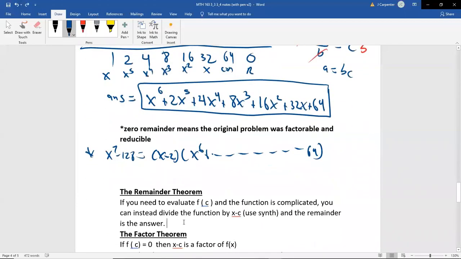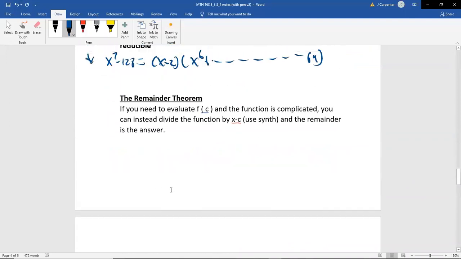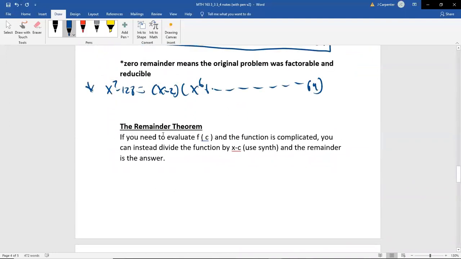All right. That relates down here to this factor theorem, but before we get to the factor theorem, we need to discuss the remainder theorem.